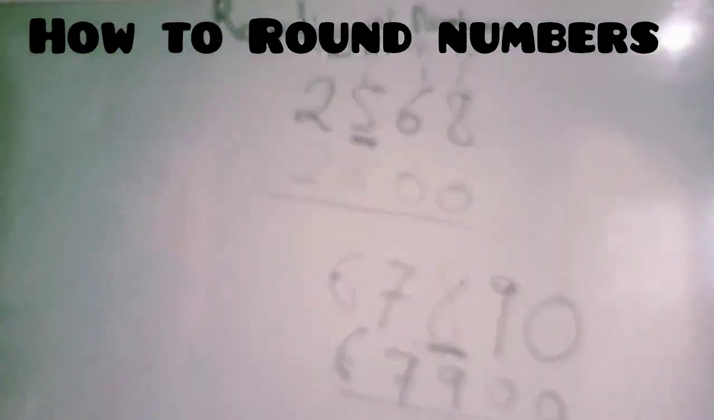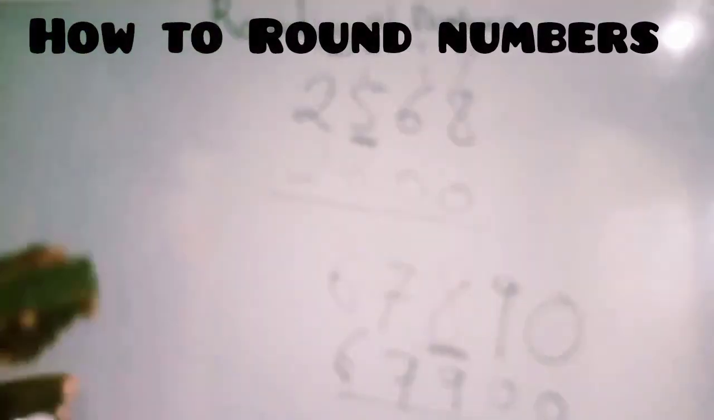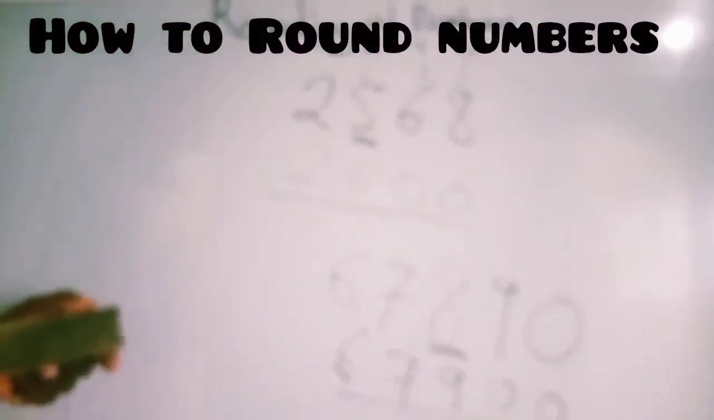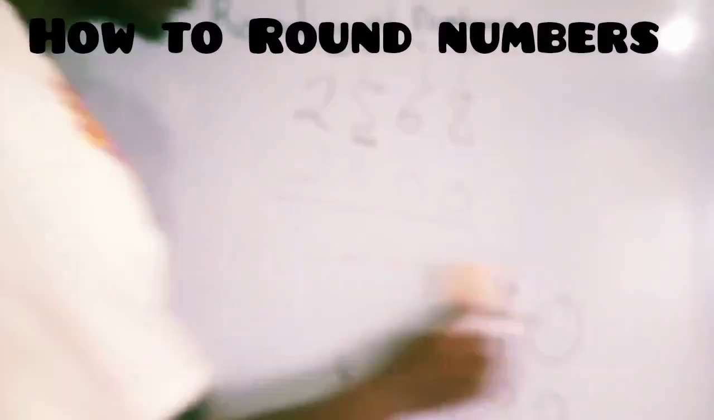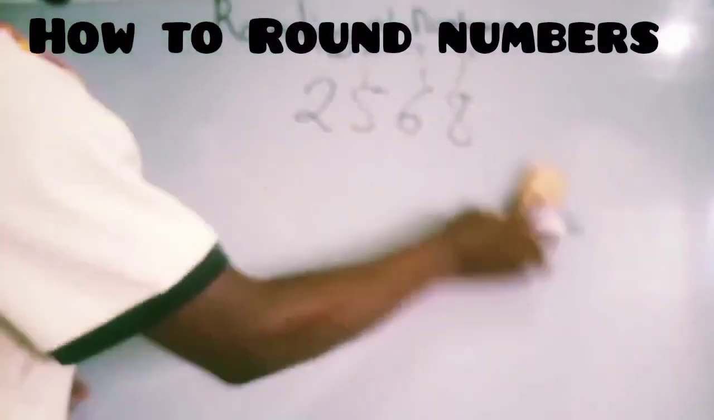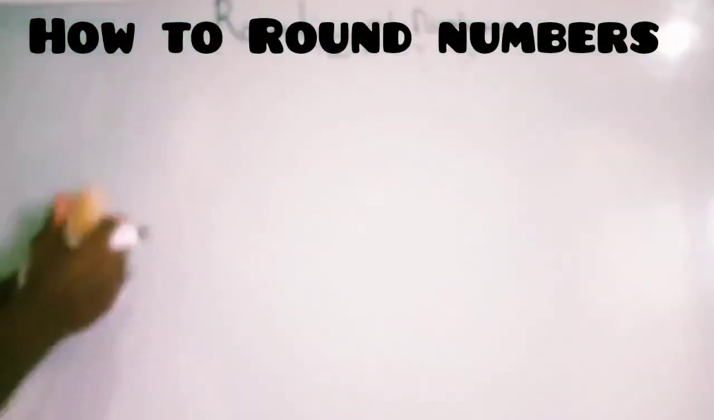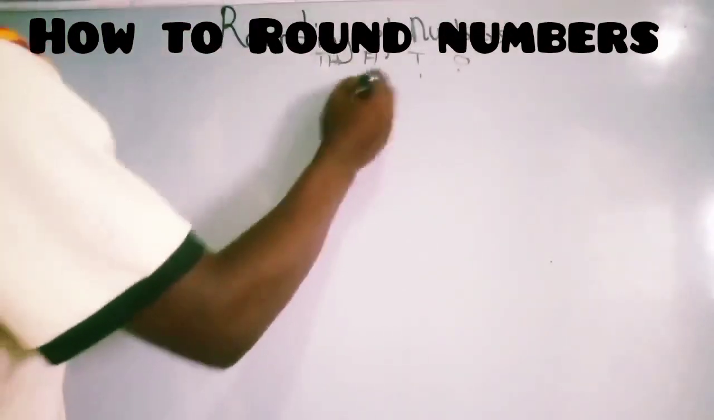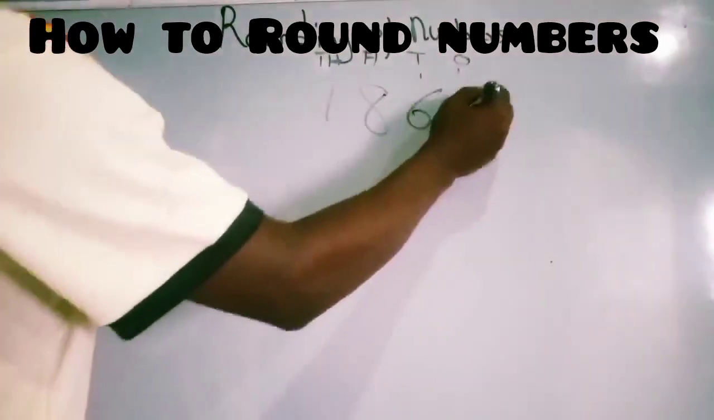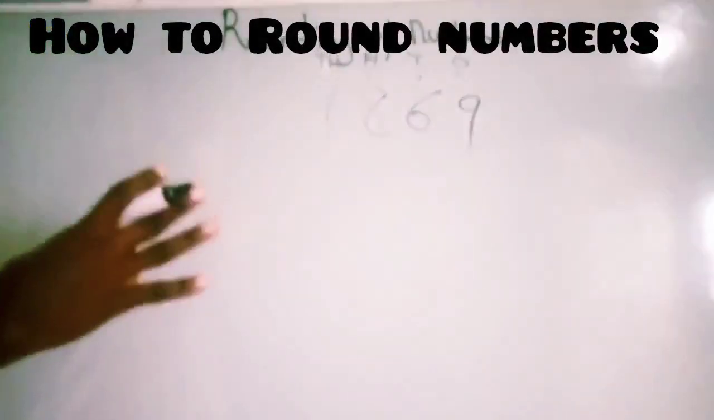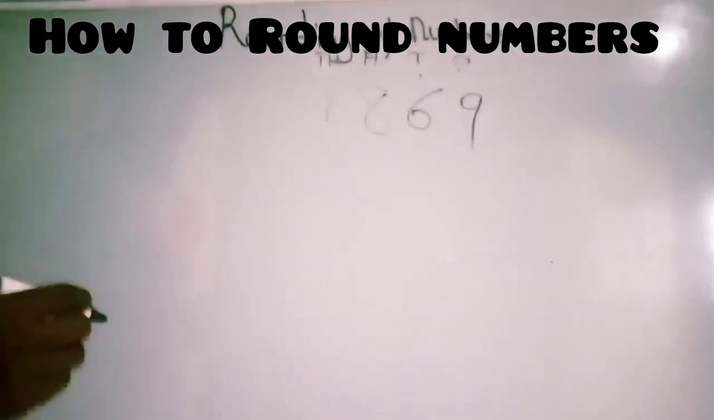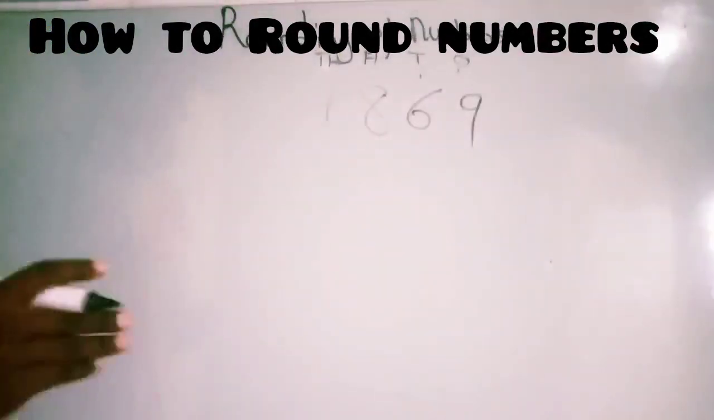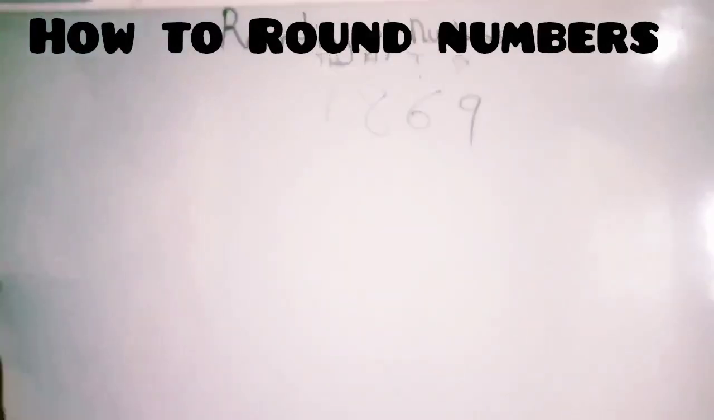I believe this is very interesting for you. Solve these two questions, then we go to look at the differences between rounding up, rounding down, and rounding off. So let's solve two examples, and this one you're solving on your own. You have 1,869. Round this number to the nearest 100. To the nearest 100. So pause the video and solve this.